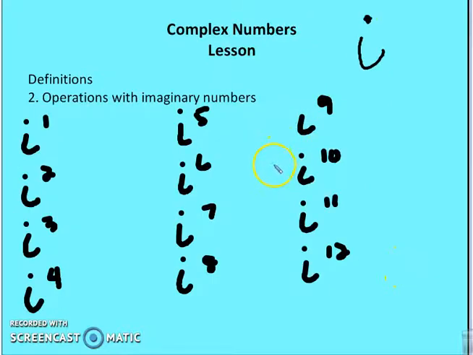Okay, moving on. Operations with imaginary numbers. So i to the first, i squared, i cubed, and i to the fourth. Let's see if you can take a moment and fill out what the values are for the first column on the left. I'll come back and show them to you.